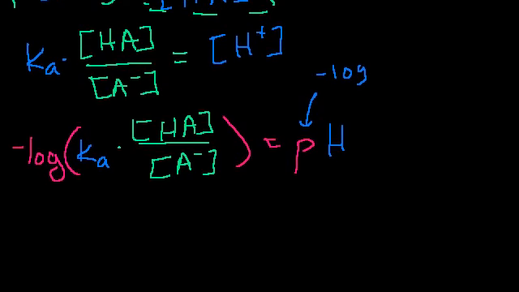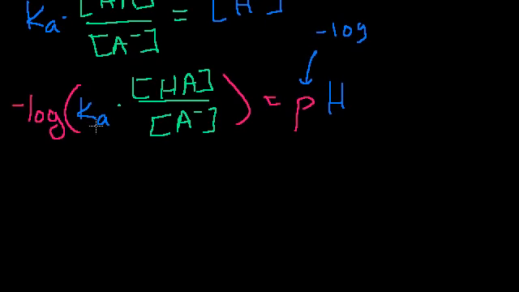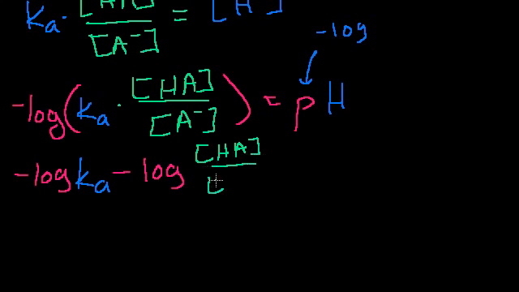Let's see if we can simplify this anymore. So with our logarithmic properties, we know that when you take the log of something and you multiply it, that's the same thing as taking the log of this plus the log of that. So this can be simplified to minus log of our Ka minus the log of our weak acid concentration divided by its conjugate base concentration is equal to the pH.